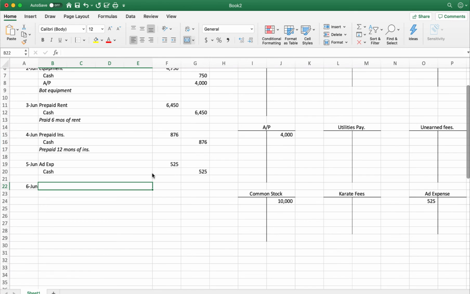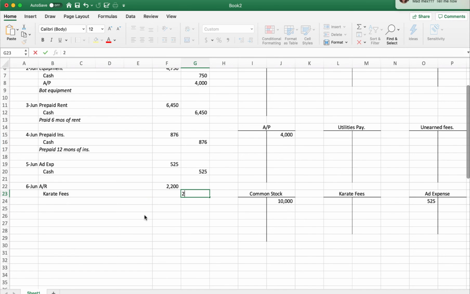So remember in the video that I said, what do you always do? You always debit an asset, credit revenue whenever you're booking accrued revenue. So we're going to debit accounts receivable for $2,200. We're going to credit sales revenue, karate fees, for $2,200. Okay?